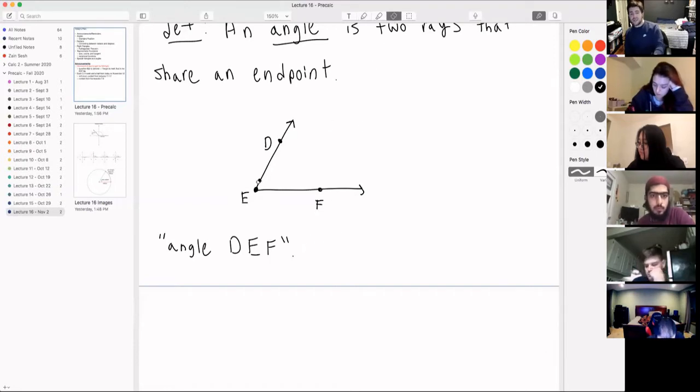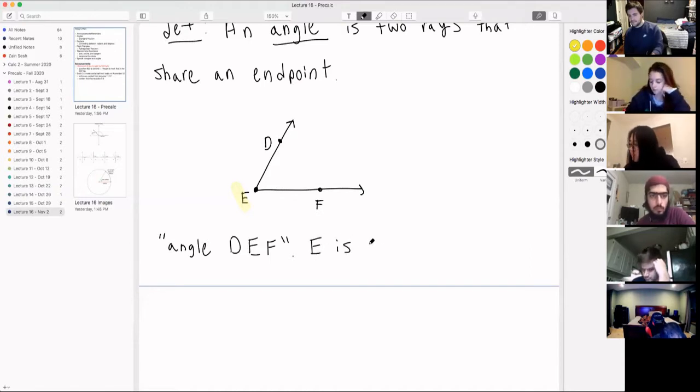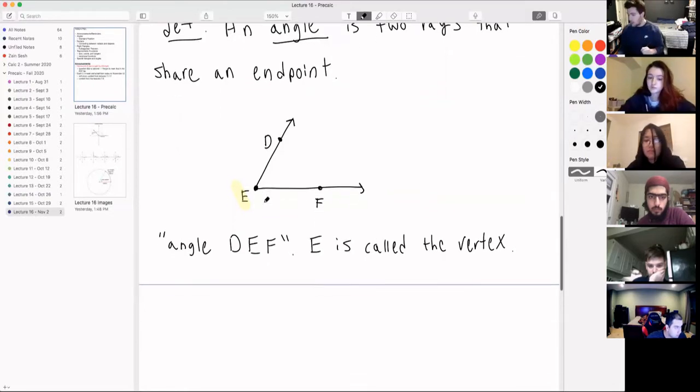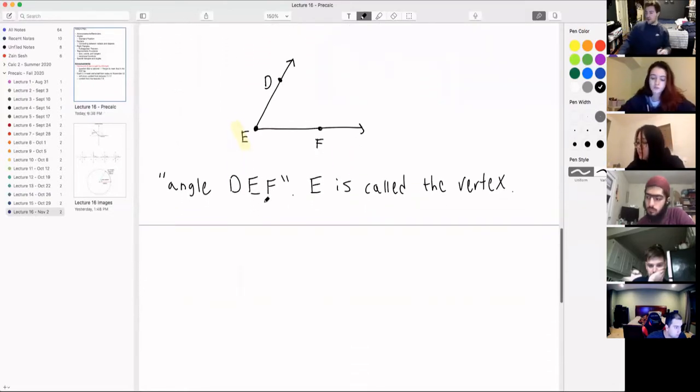And this special point E, it is also the endpoint, but in this case it's going to be called a vertex. All right, so E is called the vertex. Okay, so an angle is simply just this diagram. It's two rays that share an endpoint.